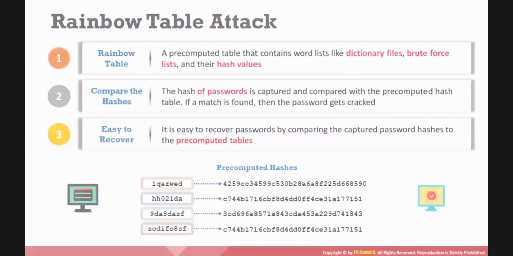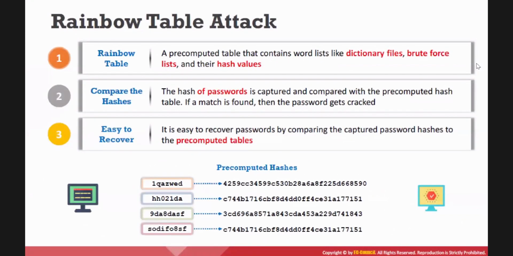And now we are at the rainbow table. A rainbow table is a pre-computed table that contains word lists of dictionary files, brute force lists, and their hashed values. So we have the readable passwords, and also their hashed values. Then we compare the hash to the hashed password. The hash of the password is captured and then compared with the pre-computed hash tables. If a match is found, then the password gets cracked. As I previously said, it is easier to recover a password by comparing the captured hash to the pre-computed tables.